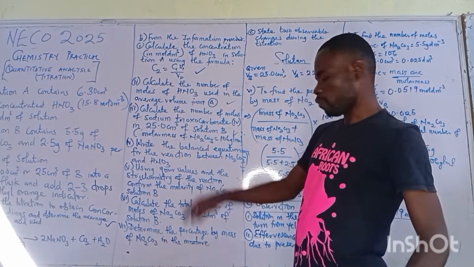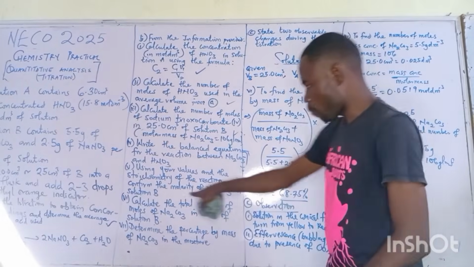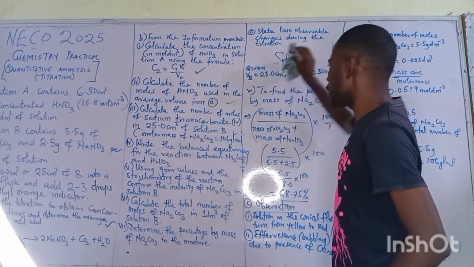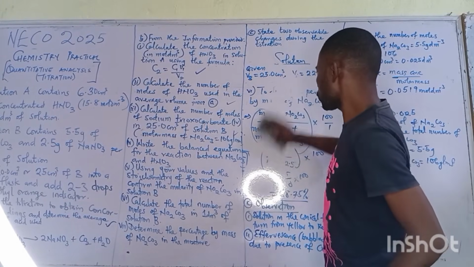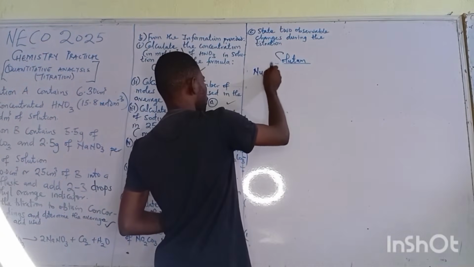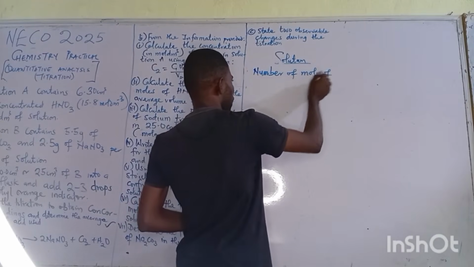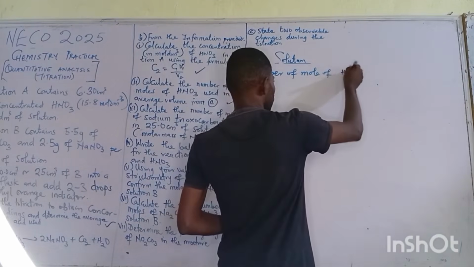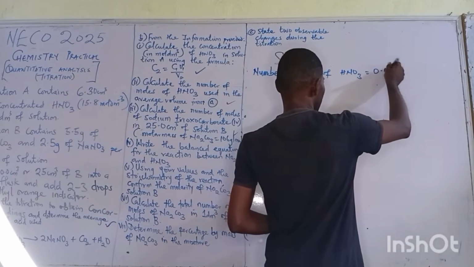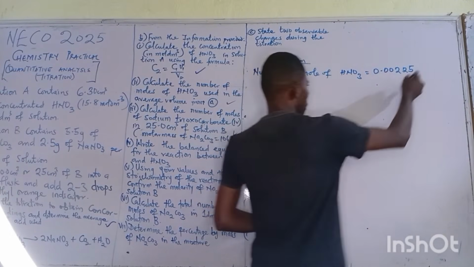So let's confirm now. Let's use the information. Now we have finished solving the question, but let's work on that confirmation to see according to what they say we should confirm. The number of moles that we got for HNO3 was 0.00225 mole.